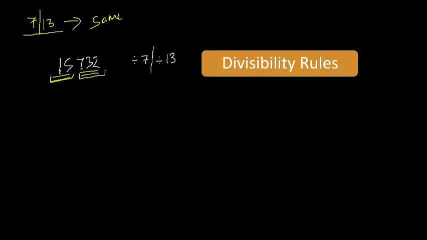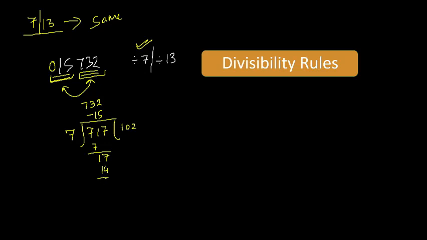Next also pick 3 digits, and if it is not 3 digits, you can mark it as 0, and find out their difference. You will get 717. Just check it. For 7, is it divisible by 7? So 7 ones are 7, then 0, then 7 twos are 14. I think it is not divisible by 7. So you can say directly this number is not divisible by 7.